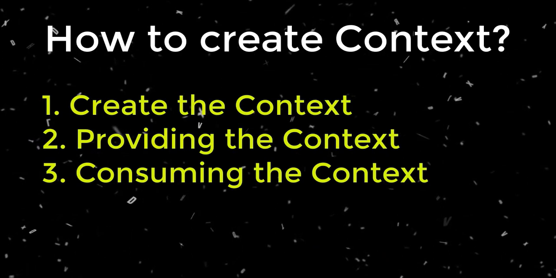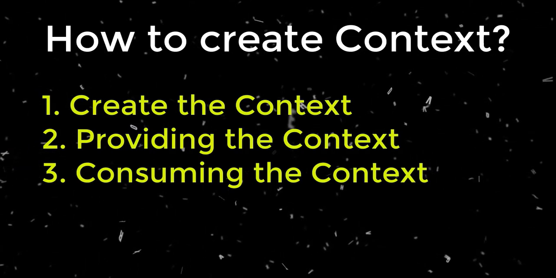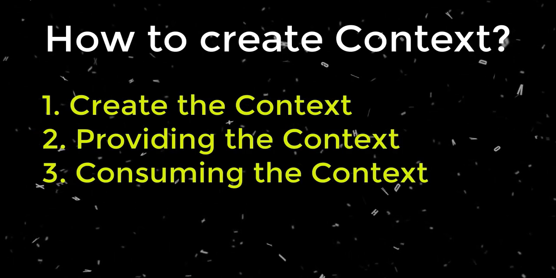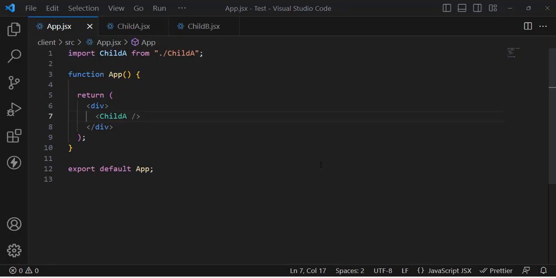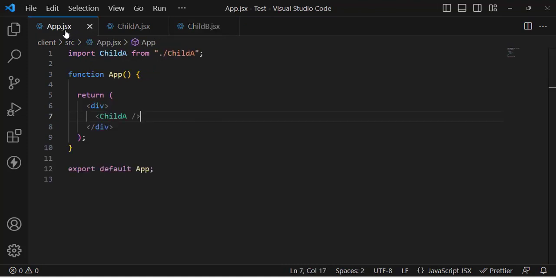So how do we use the createContext hook? To use this we need three steps. First of all, we need to create the context, then we need to provide the context, and the third step is to consume the context. Now let's get started creating an example. This is a React app. This is the app, the parent one, and then we have a child component which I have called in this parent. Inside this child A, I have another component which is child B. I want to store some data in this app component, and I want to access it in child B, which is the grandchild of app.jsx.